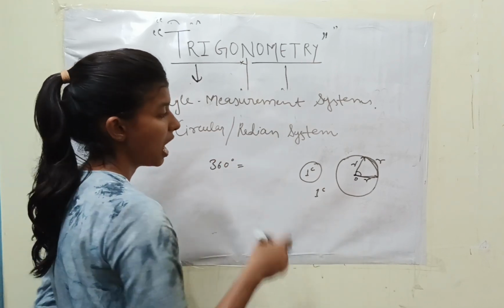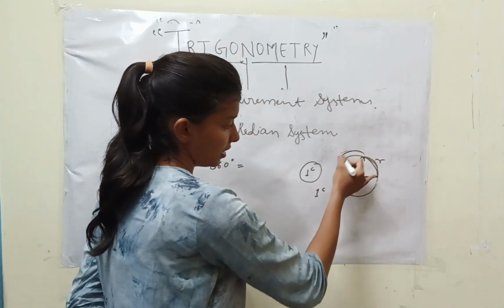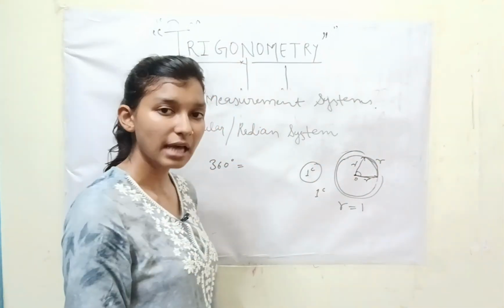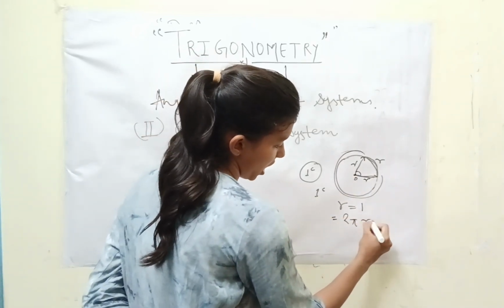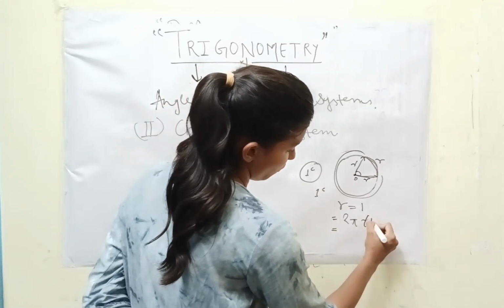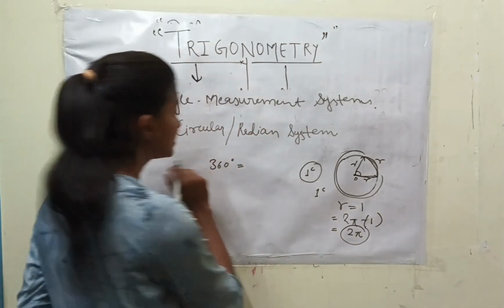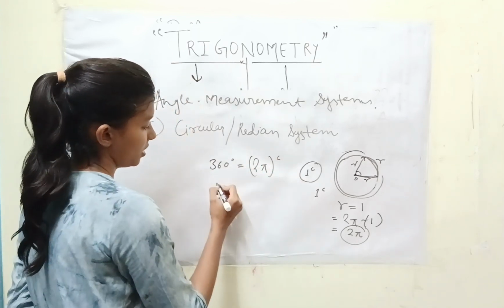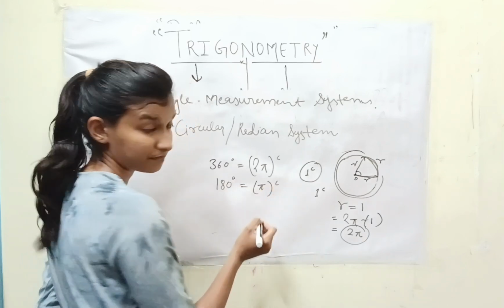Then 360 degrees, how much radian will be 360 degrees? Here, if we take r as 1, then what is the length of this arc? Equal to the circumference of this circle, which is equal to 2 pi r. Then it means r, if we take 1 as unit, then the circumference is 2 pi. Hence 360 is equal to 2 pi radian. Here we can say 180 degree is equal to pi radian.